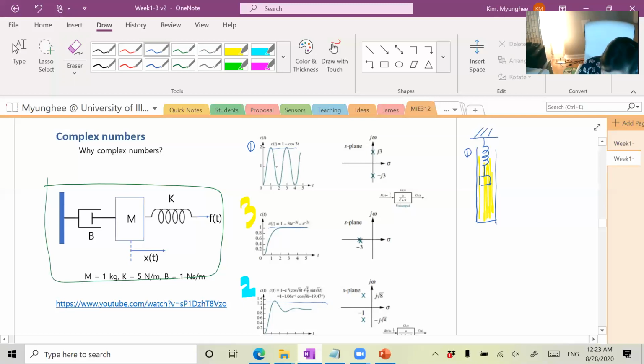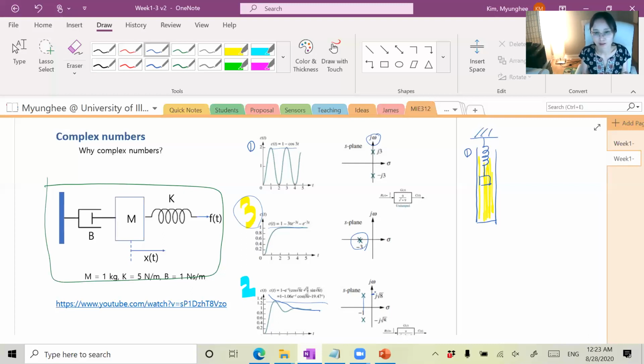So this pure oscillation can be expressed using only the imaginary axis. And this pure damping without any oscillation can be expressed using only the real axis. Something like this very complicated one has both a real axis, because it decays in time, and also an imaginary axis, because it oscillates. So using complex numbers, it's easy to express this behavior.